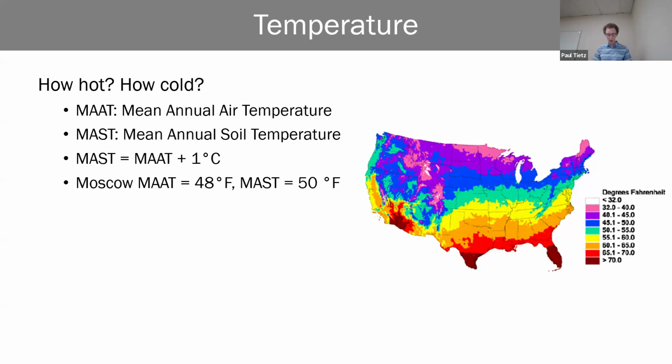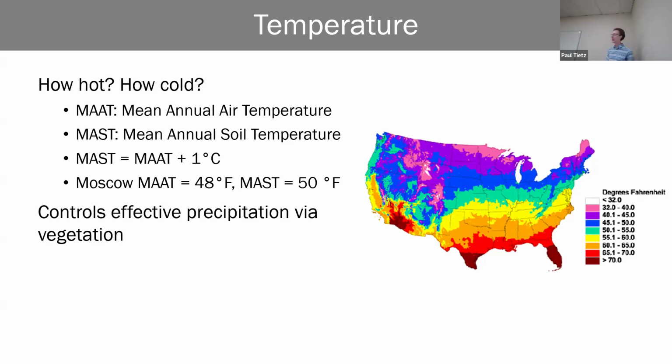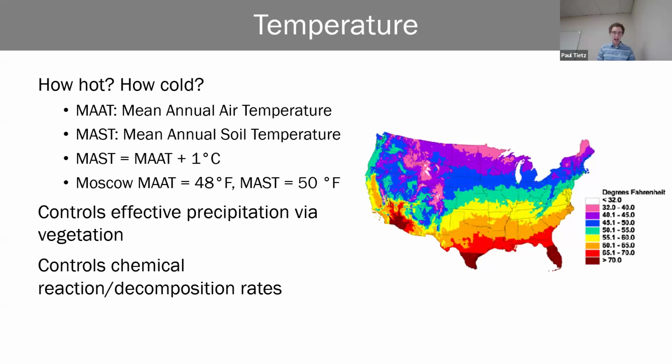More reasons why temperature is important in the first place. Of course, it controls the effective precipitation through the vegetation. What plant communities do you have growing? How do those plants interact with water? What's their demand for water? Also driven by the temperature. Chemical reaction and decomposition rates can be affected by temperature, where you have maybe more microbial activity. Metabolic processes in general happen faster as we increase the temperature. And it's important to recognize that our soil temperature can change both daily and seasonally.